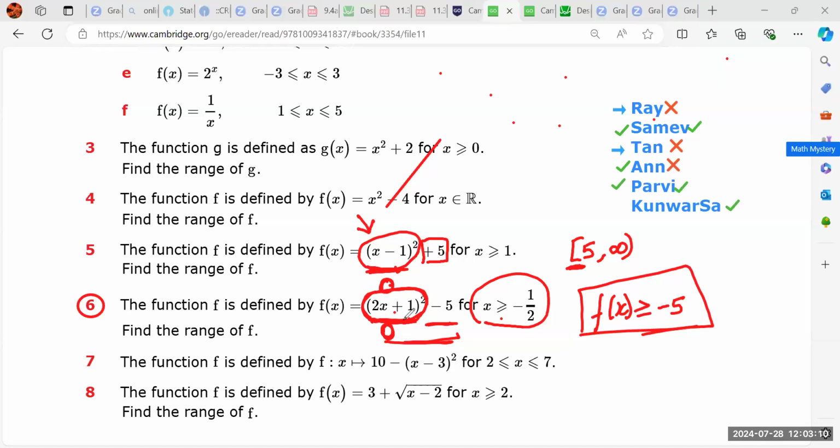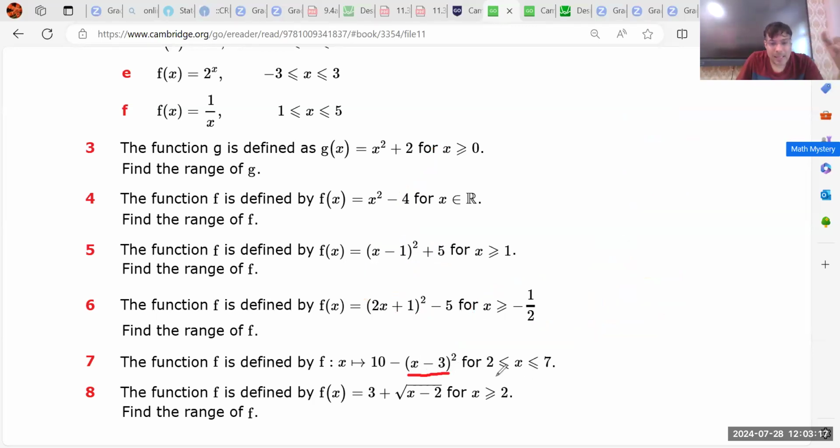Okay. So guys, do the 7th question. Now be careful in this. The square is getting subtracted, so you will have to use your mind. Secondly, the domain is also different. So be very careful in this question.